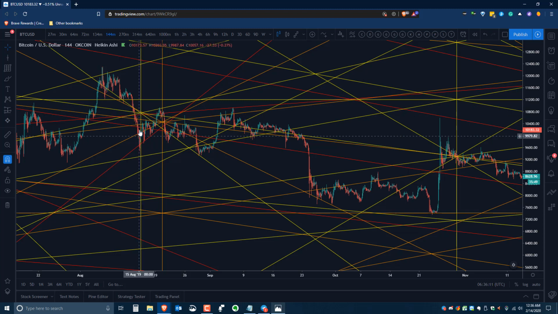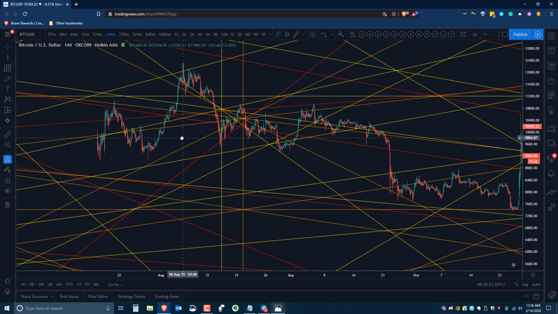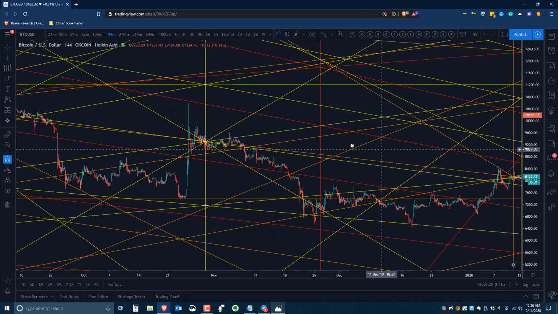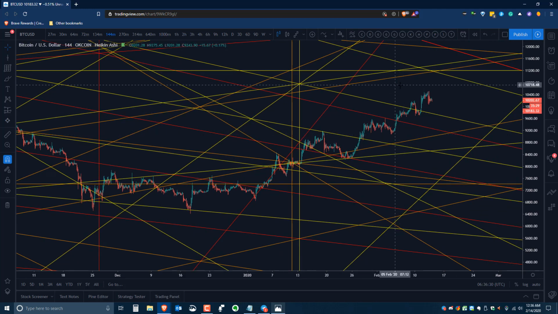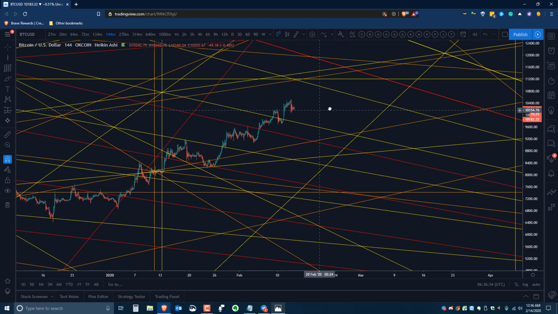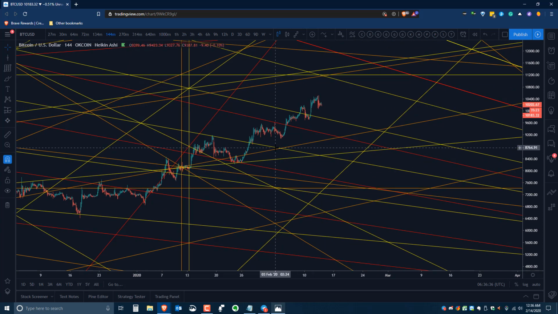Once again, look at all those intersections. What happened right there? Pretty much a low got put in, and it went back up. Had another pivot here. What happened? We went back down. So there's a lot to look at here, and I highly recommend you playing with this and figuring out how you can best utilize this system. But it is pretty powerful. All right, indicators. What you're looking for on TradingView.